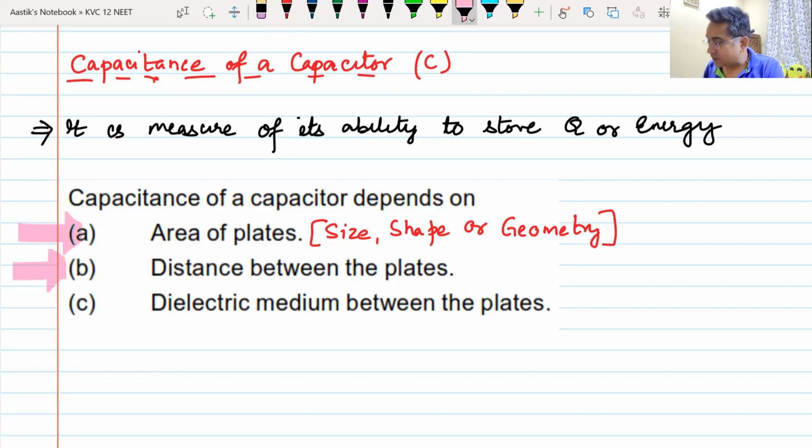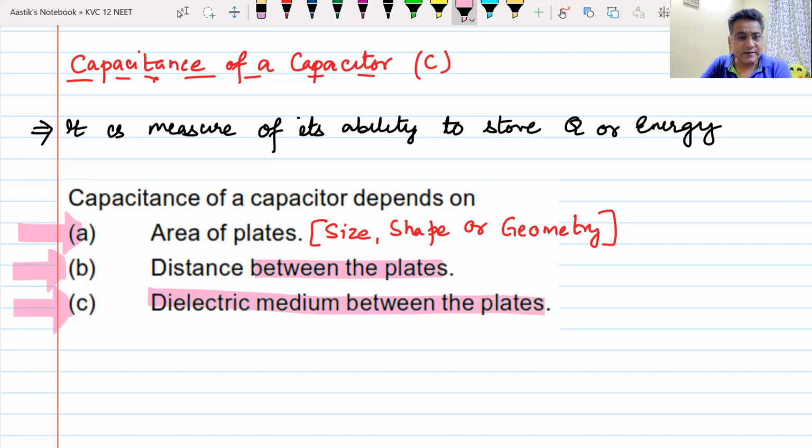Then it also depends on the distance between the plates. The plates are nearer, capacitance is more. If the plates are farther, we will see that in the next class. Third thing, it depends on the medium between the plates. If it is vacuum, capacitance is different. If it is any other medium, the capacitance is different. So these are the factors on which the capacitance depends. Do we understand this? Yes or no?